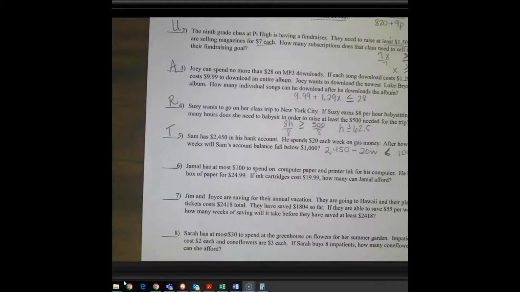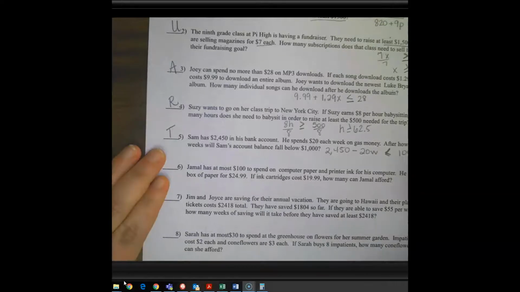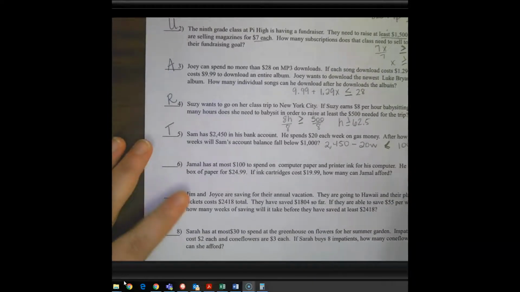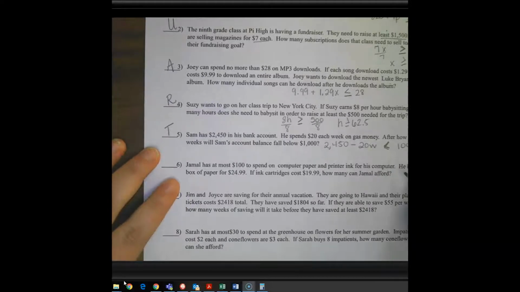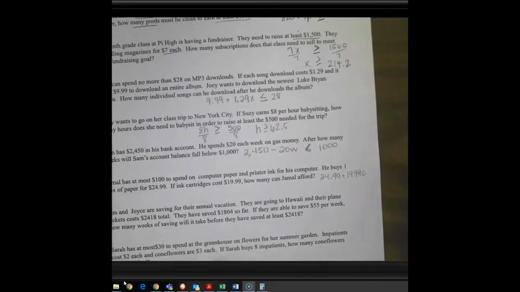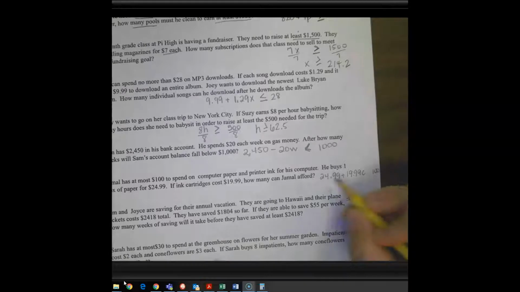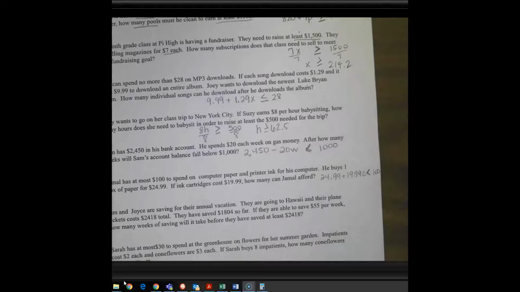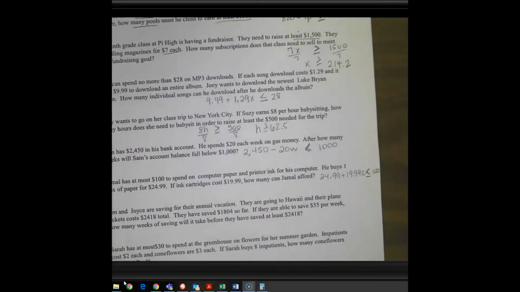Alright, Jamal has at most $100 to spend on computer paper and printer ink for his computer. He buys one box of paper for $24.99, and ink cartridges are $19.99 each. So I'm going to just put times C. He only has $100 to spend. So this is my spending, and it needs to be less than or equal to $100. He can spend exactly $100, but he can't spend more. So I'm going to work it out.